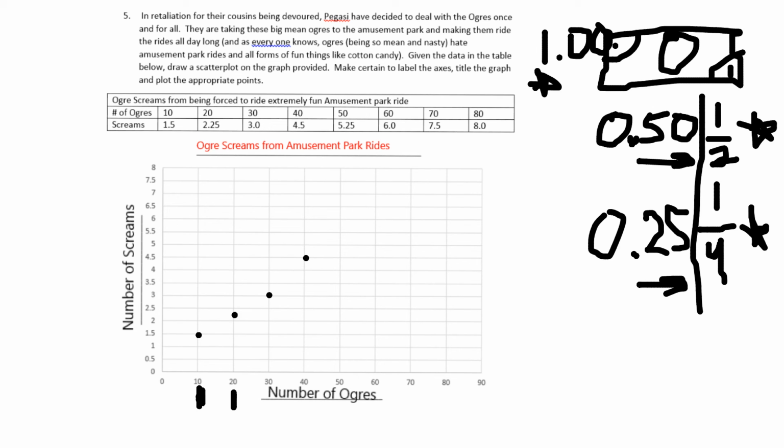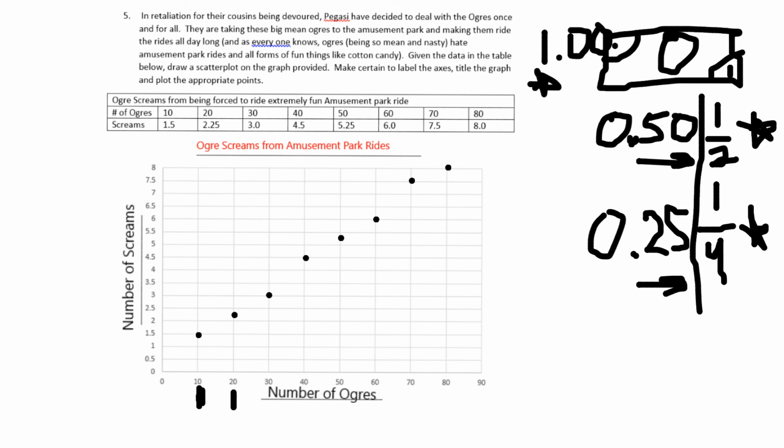I'm putting 4.5, and the way I'm getting 4.5 is I'm looking at where 4.5 goes all the way across to this point here. And then I'm placing the dot, because that's where the 40 number of ogres and the 4.5 over here intersect. So that's why I'm putting the dot right here on that point. Okay? So anyway, let's keep going with my dots. I'm just going to fill in the rest, and then you can see how you did.